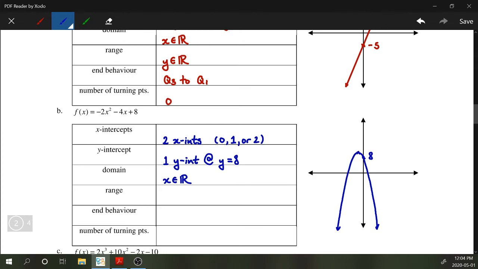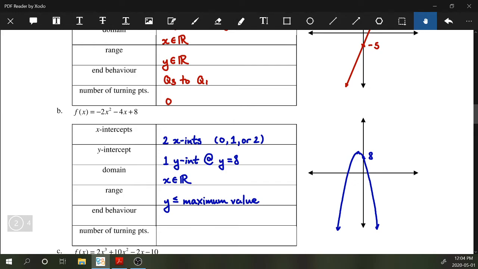Now, unfortunately, in this case, we don't know what the maximum value of this parabola is. So all we can really say is that the y value is less than or equal to whatever the maximum value was. If we were given the vertex of this parabola, obviously, then we can tell what the maximum value is, and we can be more specific as to what the range is.